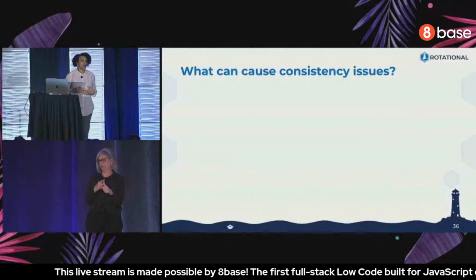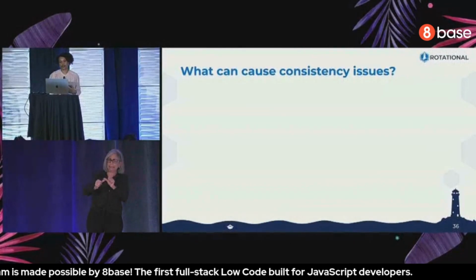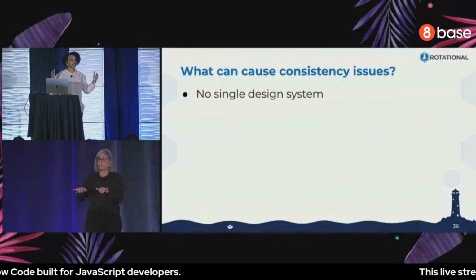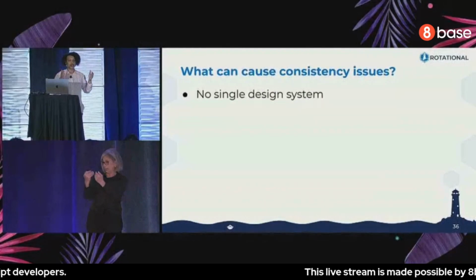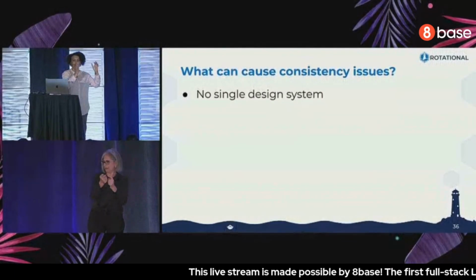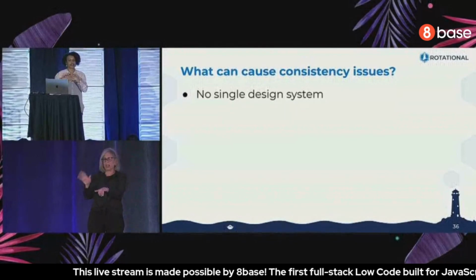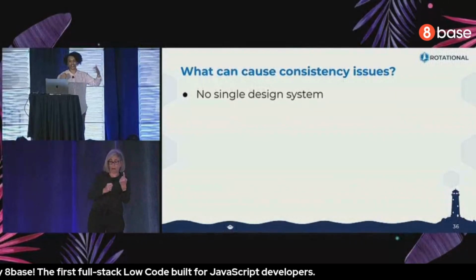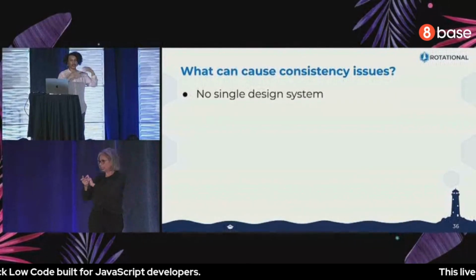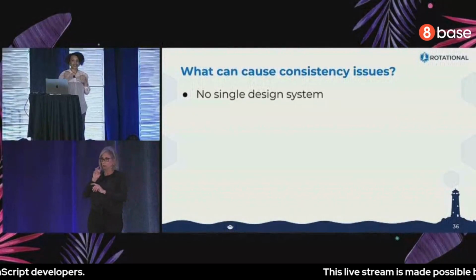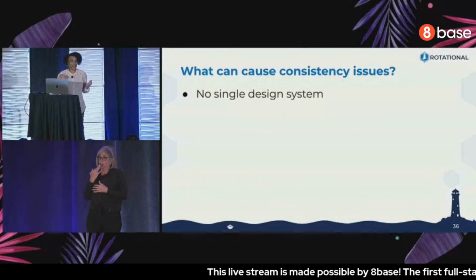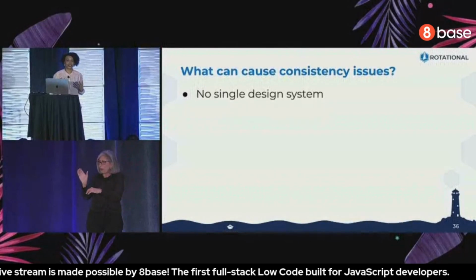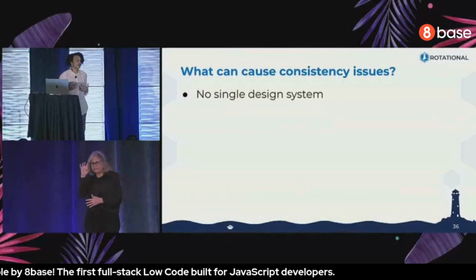First of all, we have to think about what can cause consistency issues. No single design system. If you have multiple teams and each team has its own design team, and then they have their own design system, then there are going to be clashes because there's no consistency there. When team one deploys their changes and team two deploys their changes, when you look at the actual site altogether, there's a chance that the coloring is going to be different, the buttons might look a little different, the components could look a little different, and it's just not something that you want to see.